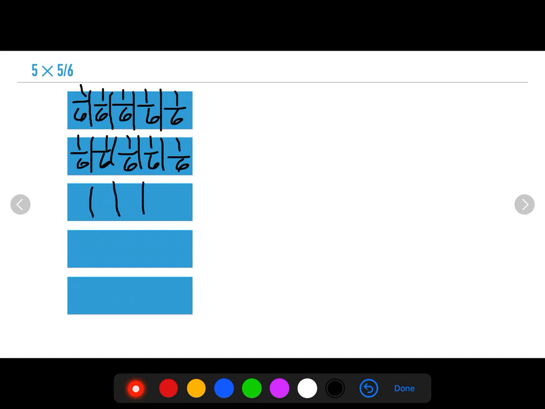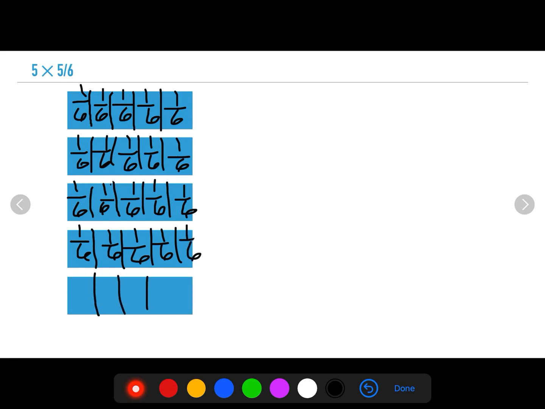There goes 2 copies. There goes 3. And there goes 5. So now, I have 5 copies of 5 sixths. My denominator is sixths, so I'm going to keep my sixths the same. And now I'm just going to focus on adding up all of my numerators.